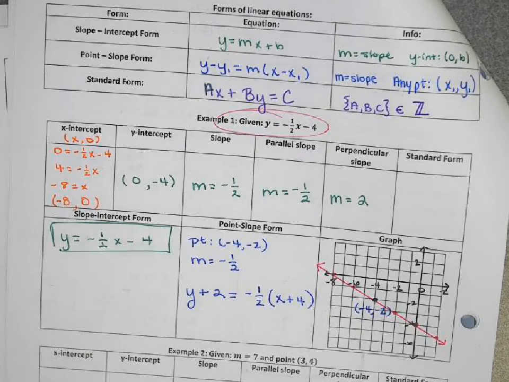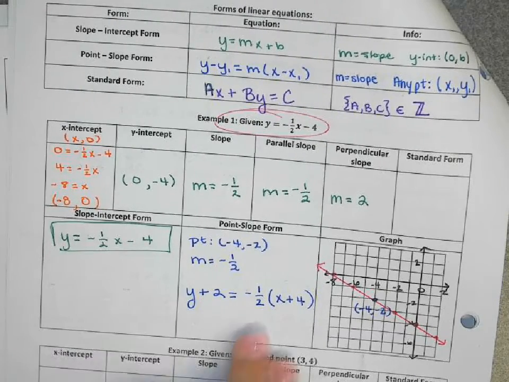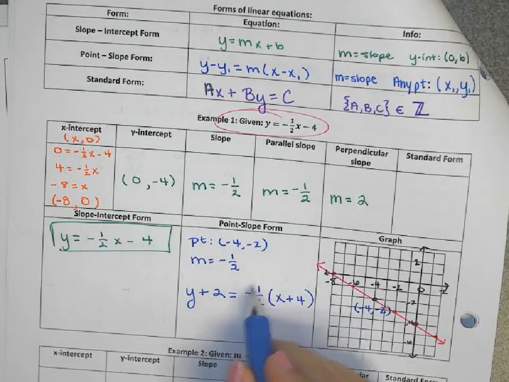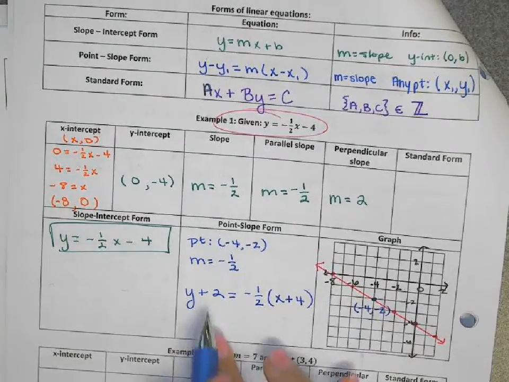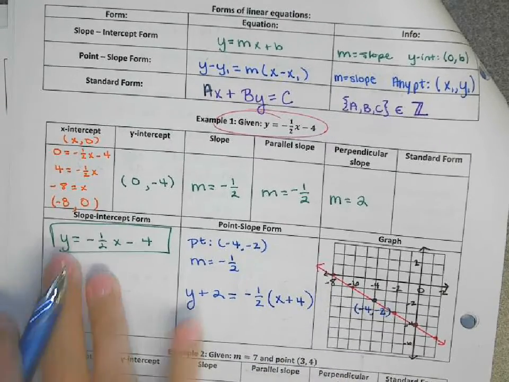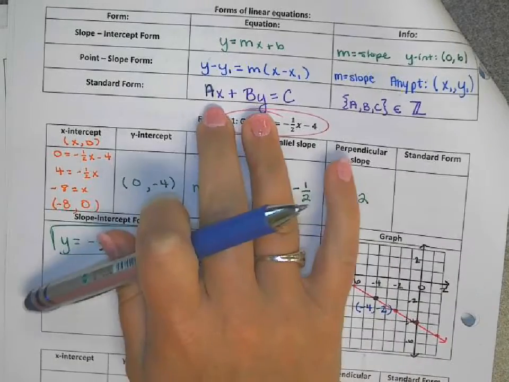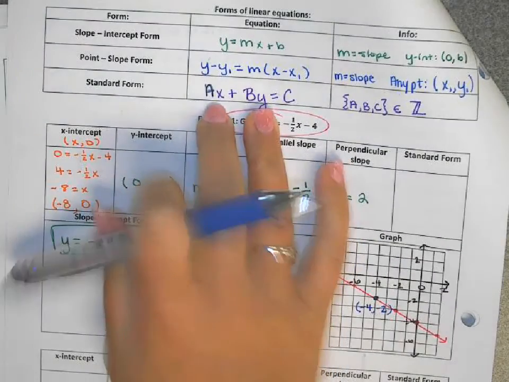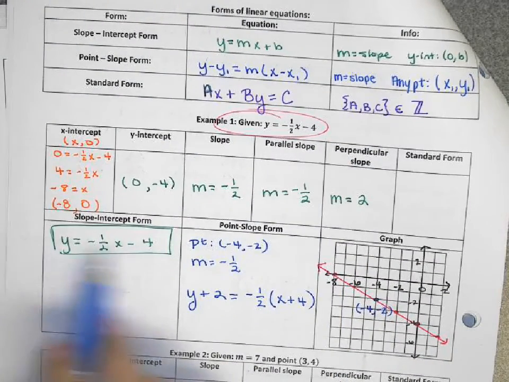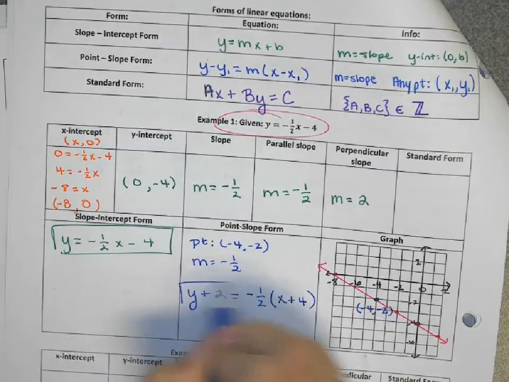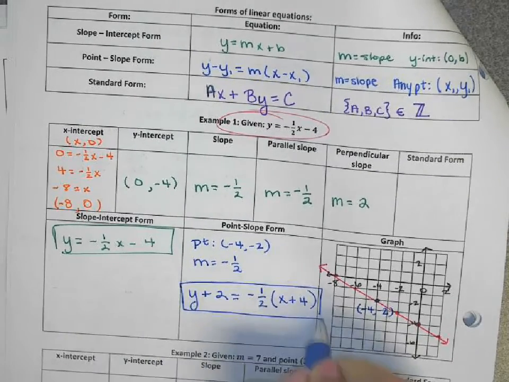Now let's say we didn't have slope-intercept form. You could have taken this. You could have moved things around by distributing that negative 1/2, by subtracting 2 on both sides, and you would have gotten y alone, and then you would have had slope-intercept form. Okay? Notice standard form, the x and the y are on one side. So let's use our slope-intercept form. Let me box this in so we know that's our final answer here.